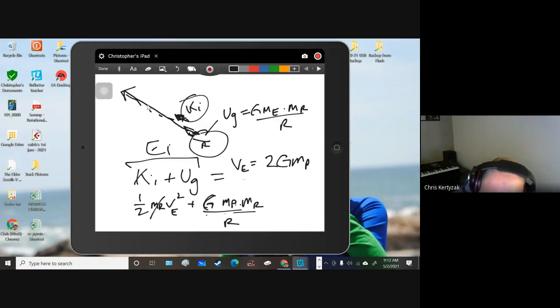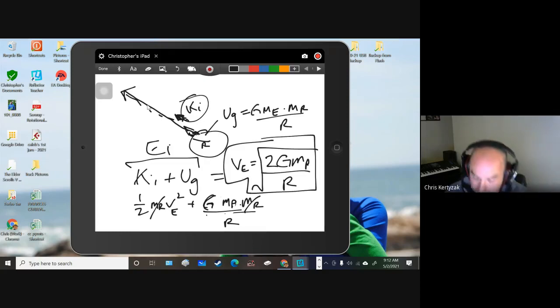Mass of the rocket. So mass of the rocket cancels away. Mass of the planet does not, over r. And then you would have to square root it. This is called escape velocity. It could be used for any object, any planet. MP represents the mass of a planet or the mass of a sun.